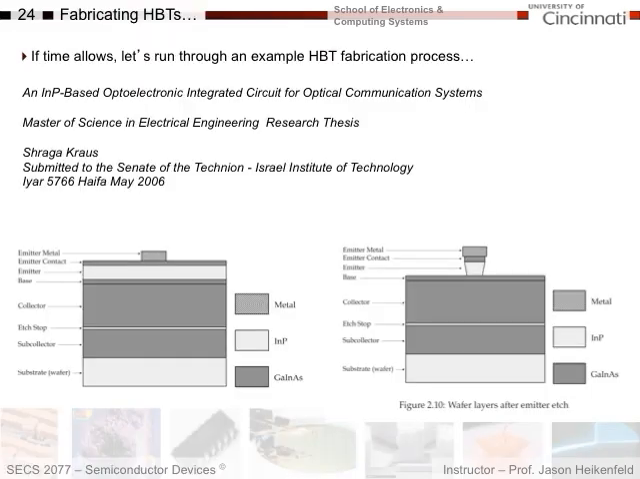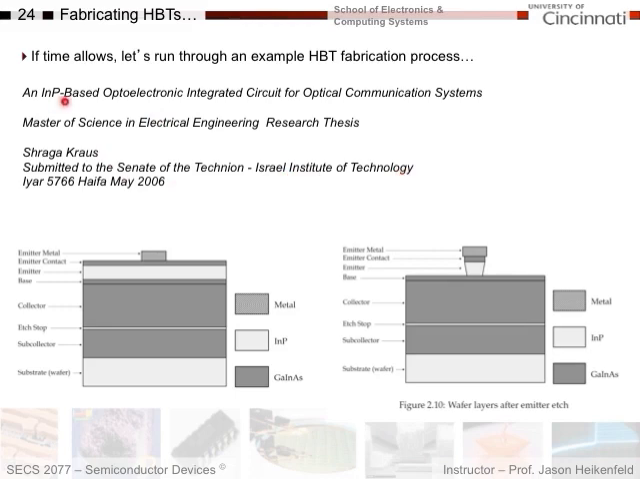Okay, so if time allows, you can go through this example of how you make a heterojunction bipolar transistor. So this is from a master's thesis by a group at Israel Institute of Technology. Okay?